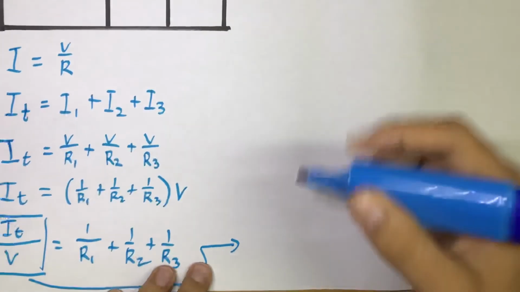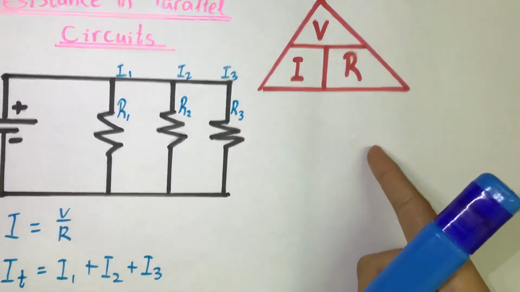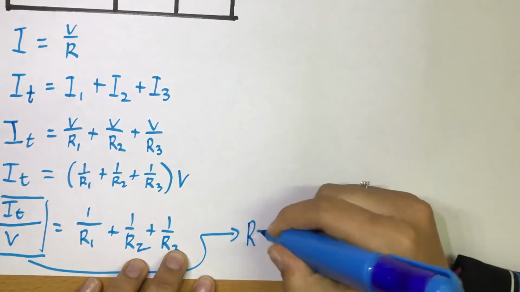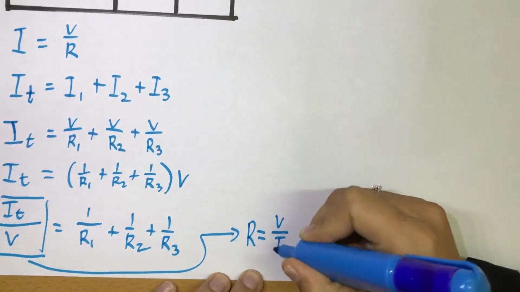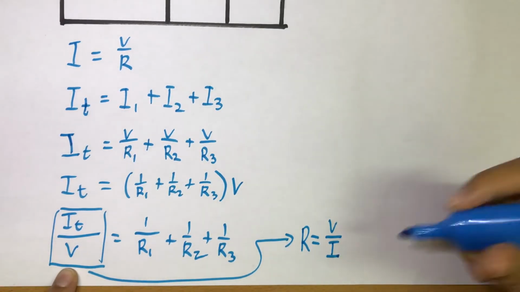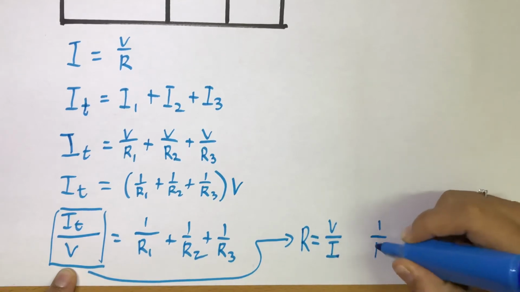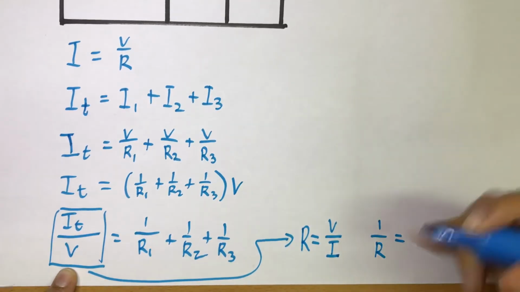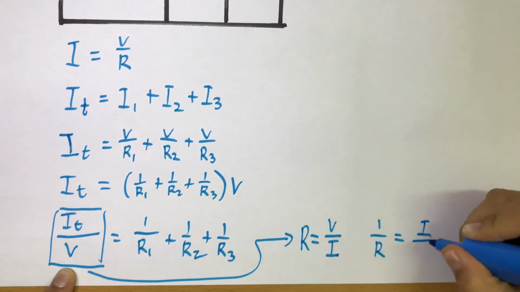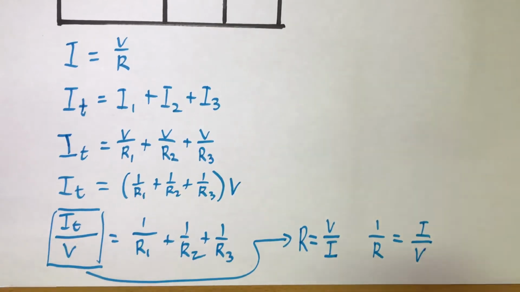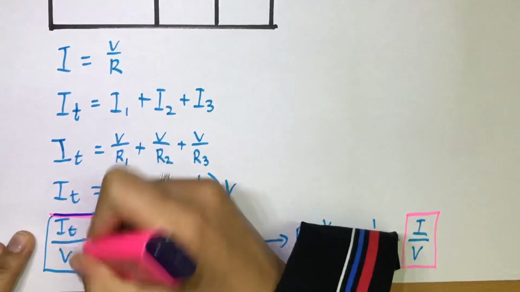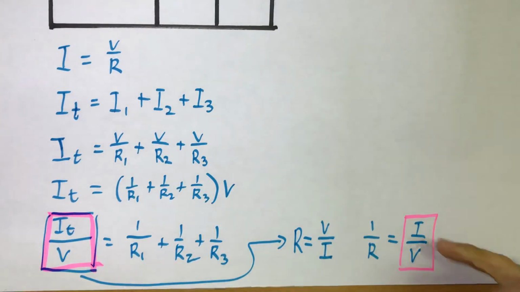So we know from our triangle that R equals V over I. And on this side, I have I over V. So if I take 1 over R, that gives me the inverse, so flipping it gives me I over V. Now I have I over V and I over V.